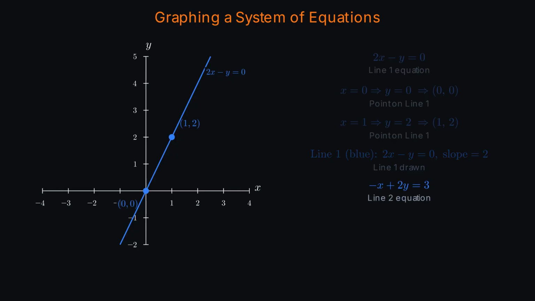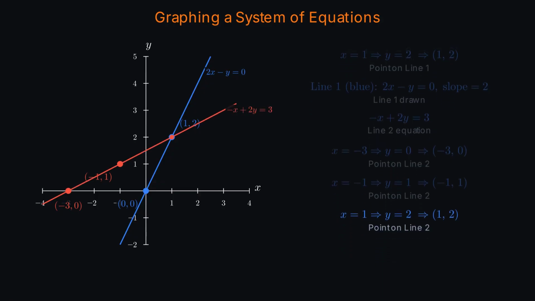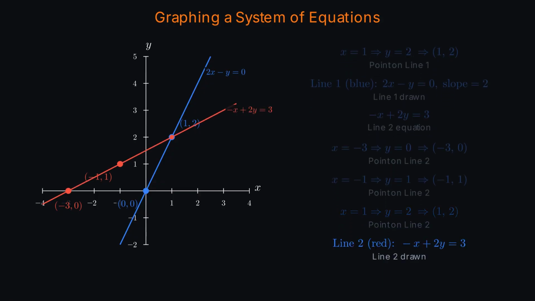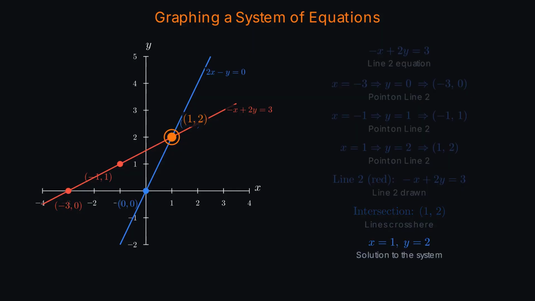Now the second equation, negative x plus 2y equals 3. When x is negative 3, y is 0. When x is negative 1, y is 1. When x is 1, y is 2. Connect those. There's our second line. Now look where they cross. Both lines pass through the point 1, 2. That's our solution. x equals 1, y equals 2.